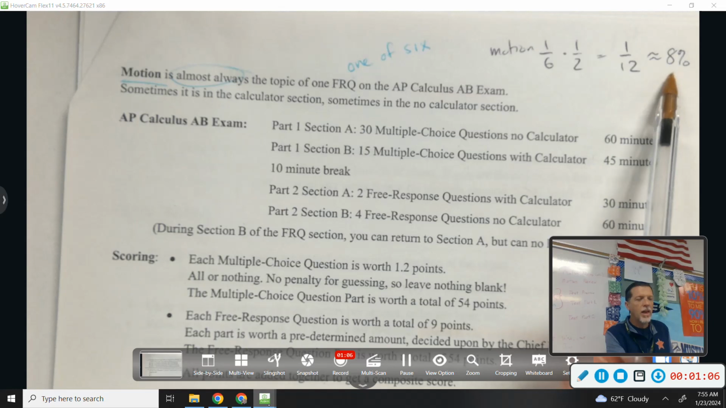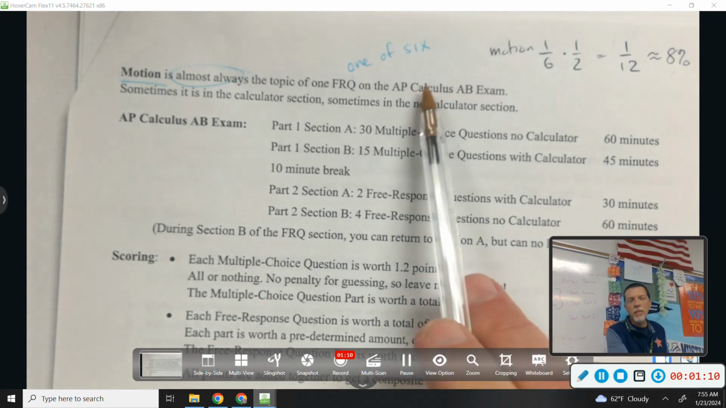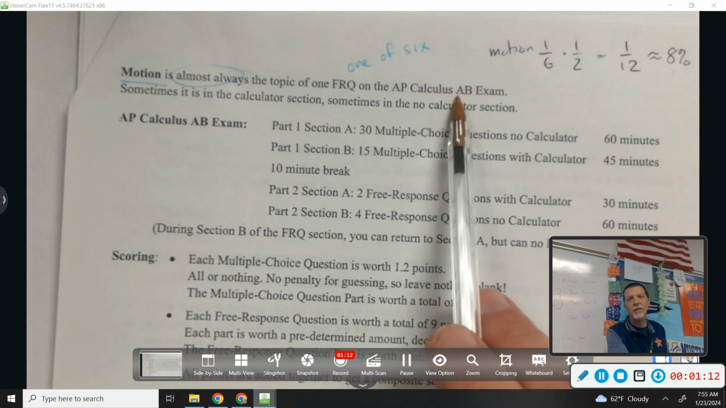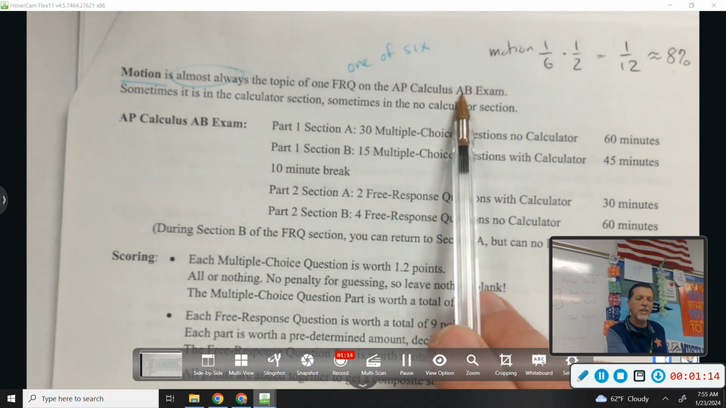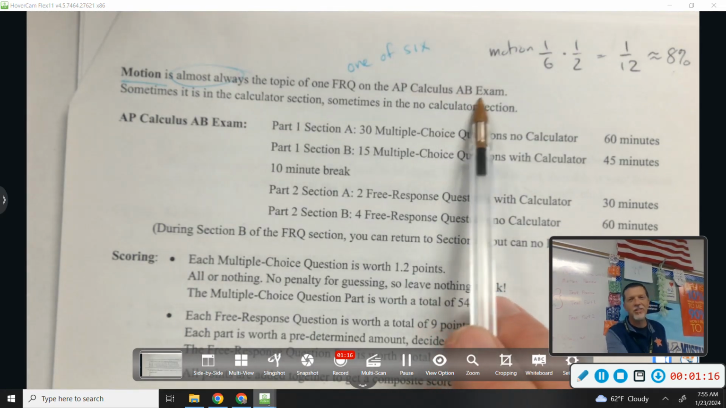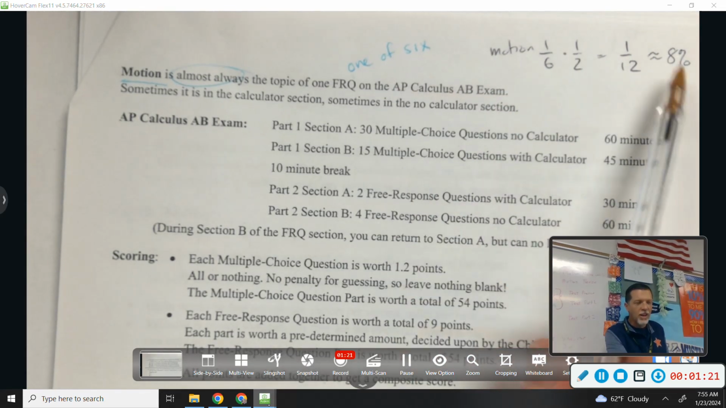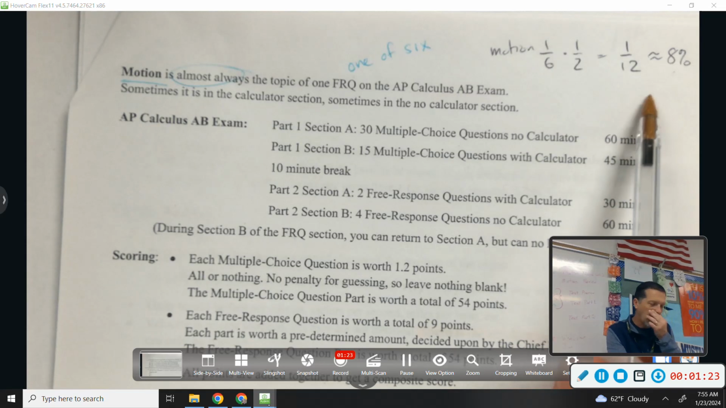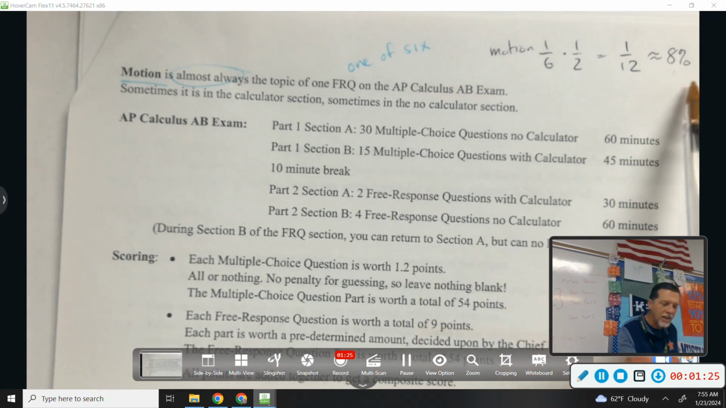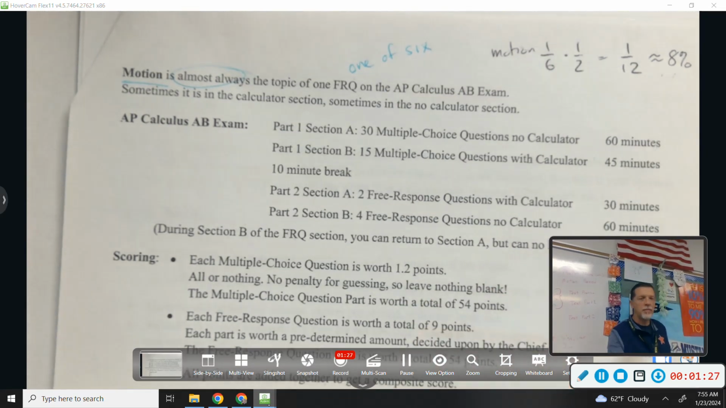Although, each free response question is worth 8% of the test, but the motion ones are usually ones you can get all of the points on. Most of the time, you can't get all the points. You're just trying to get 4, 5, or 6 of the points. But for the motion one, you can get all the points, usually. And that's why we hit it so hard, because it's almost always tested.